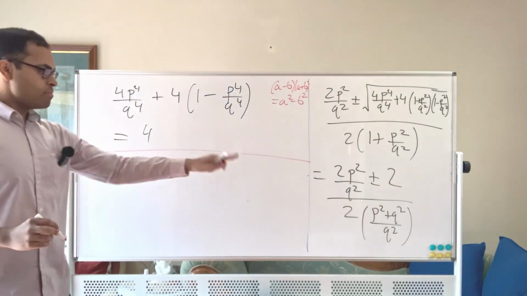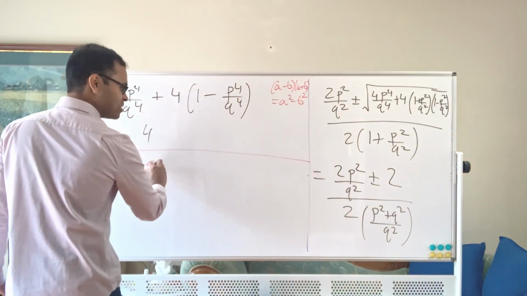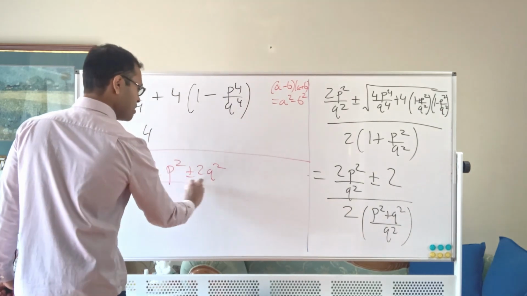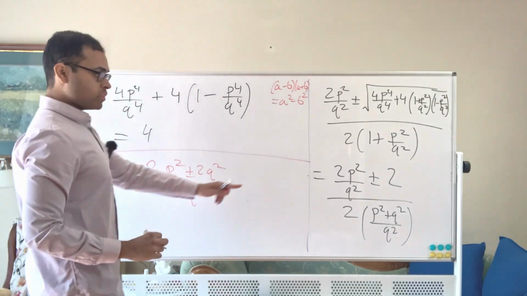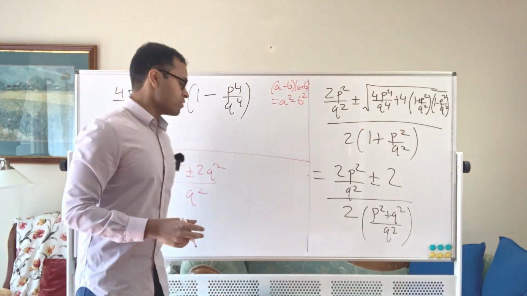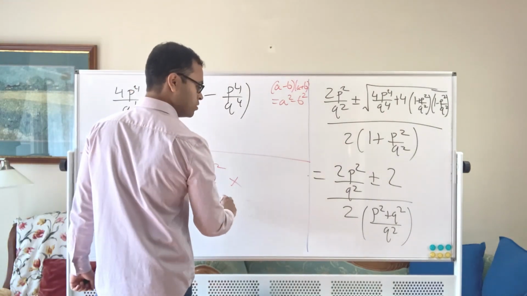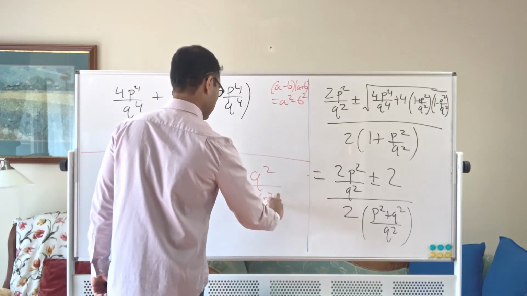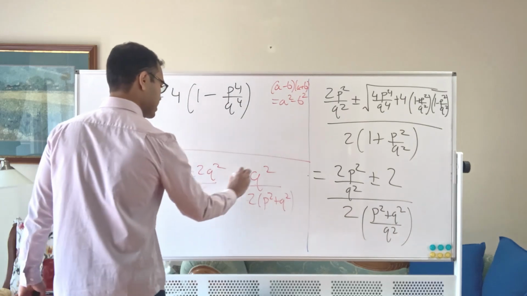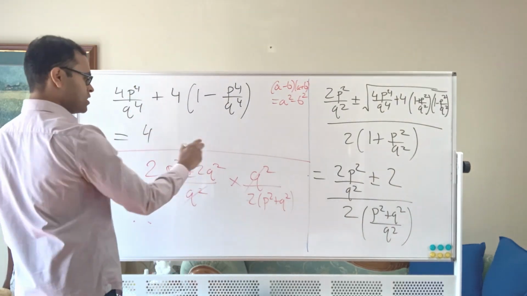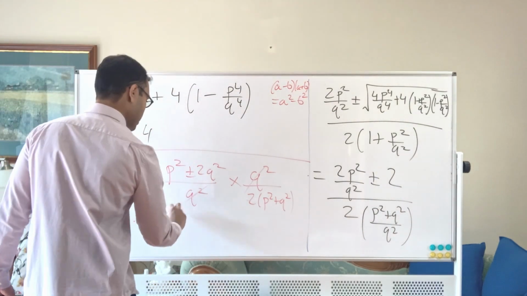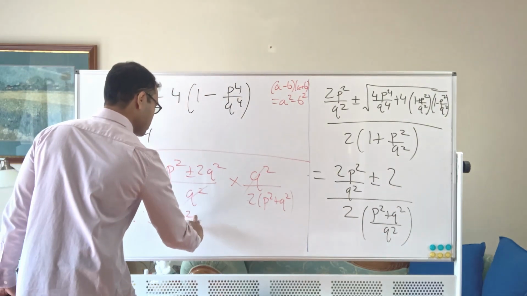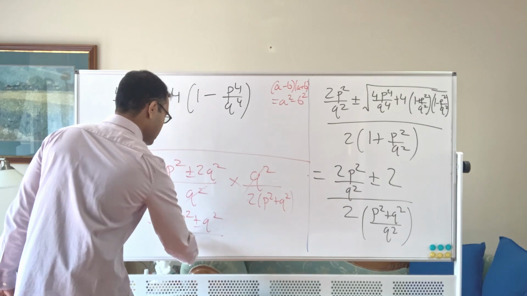We can make a common denominator up top, sorry. So you get 2p squared plus or minus 2q squared divided by q squared. And then you invert the fraction down the bottom. So that's just going to be equal to q squared divided by 2 times p squared plus q squared. So this cancels off. Therefore we get 2p squared plus or minus 2q squared, right? The 2's cancel as well. You can factor out a 2 here. So you're just going to get p squared plus or minus q squared divided by p squared plus q squared.